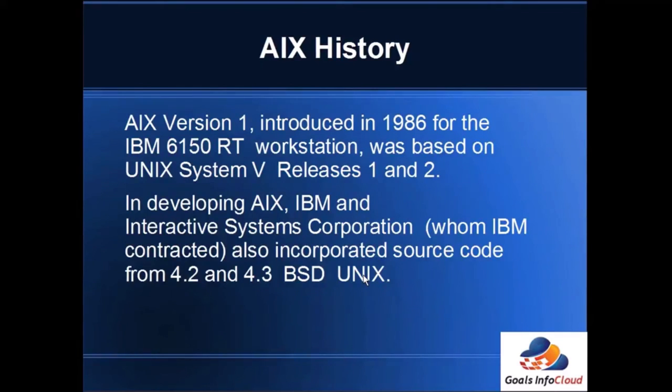So AIX history. IBM launched their AIX version 1 in 1986 for their IBM 6150 RT workstation, and it was based on Unix System 5 releases 1 and 2. In developing AIX, IBM and Interactive Systems Corporation also incorporated source code from 4.2 and 4.3 BSD Unix.